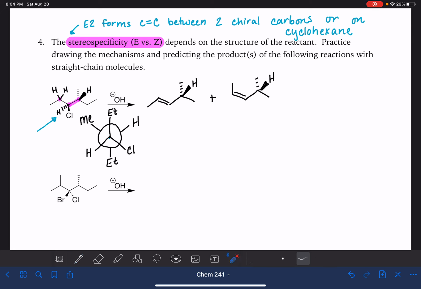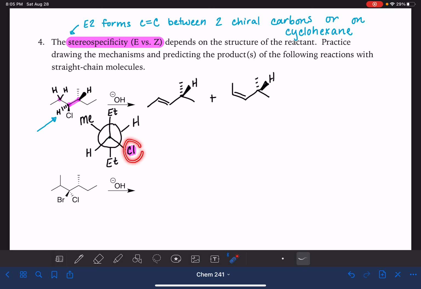Now, in order for elimination to take place between two chiral carbons, the leaving group, which is this guy right here, needs to be in an anti-configuration with the hydrogen atom that's going to be eliminated, the hydrogen atom on this carbon.